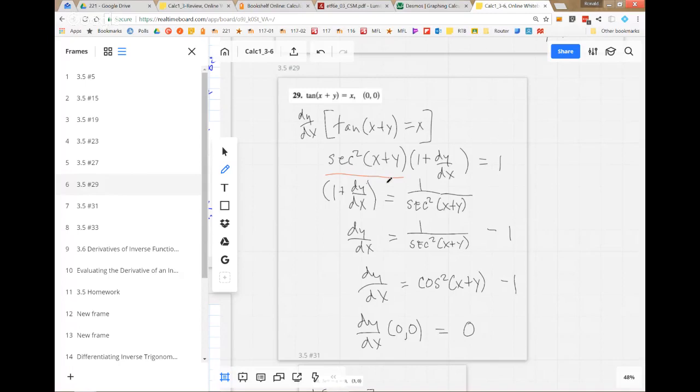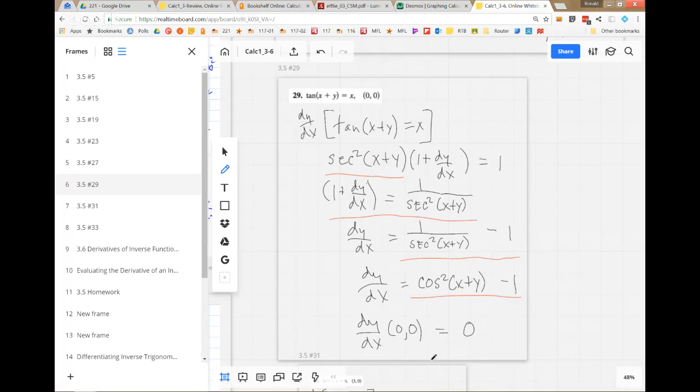We're going through a 3.5 question. This happens to be number 29. So I divided both sides by the secant squared. That gives me this. And now all I got to do is get rid of that 1, so I subtract 1 from both sides. And now I've got, basically, my derivative. You can rewrite it a little bit, because what's 1 over the secant squared of anything? The cosine squared of it. So now we have an even simpler form.